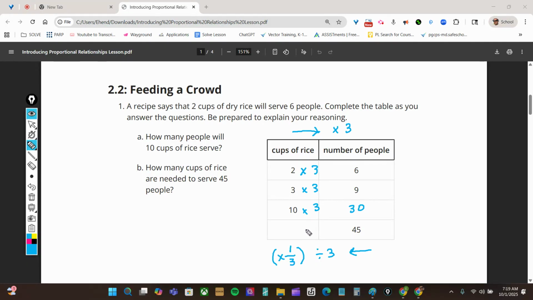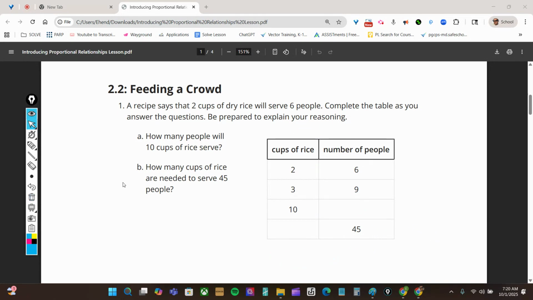So in this case, let's just say multiply. Well, no, can't do that. Okay. Let's say we want to multiply this by 1/3. Okay, that's going to be 45 divided by 3, which is 15, which is the same thing as dividing by 3. Just want to make that clear. All right. How many cups of rice need to serve 45 people? Okay, 15. All right. Keeping it moving.